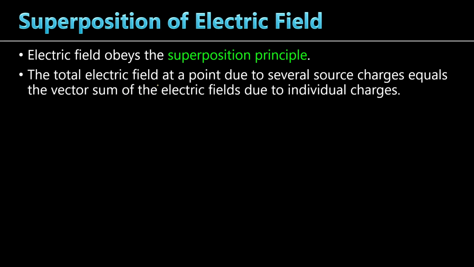So the total electric field at a point due to several source charges equals the vector sum of the electric fields due to individual charges. So to write that in vector notation, the net electric field at a point is equal to the vector sum of the individual electric fields.